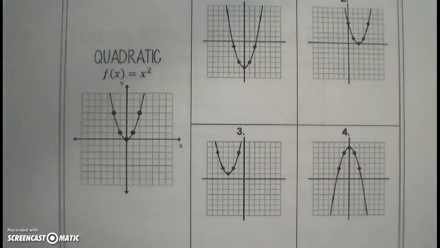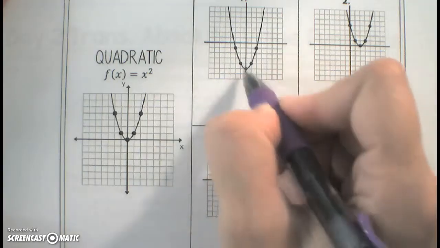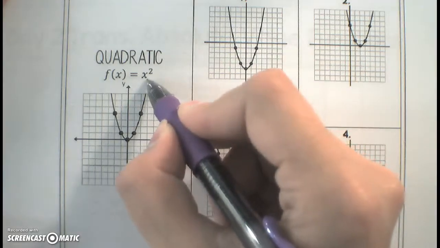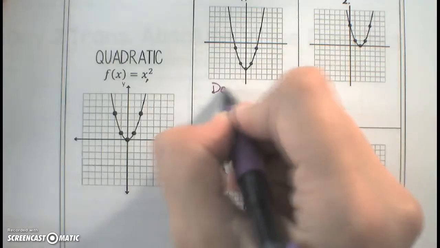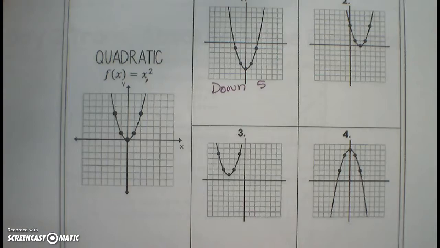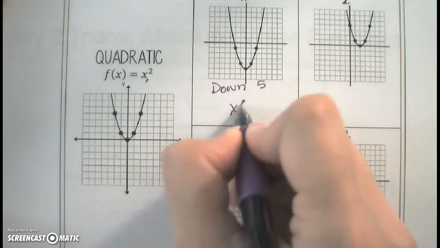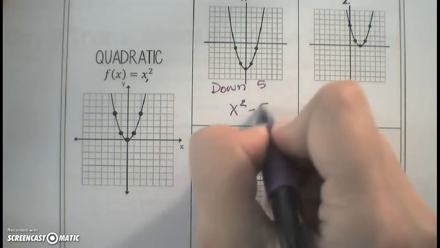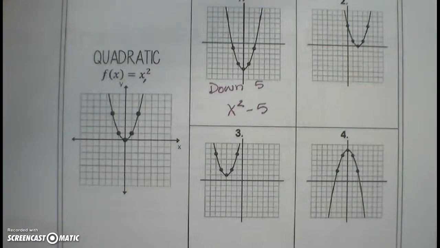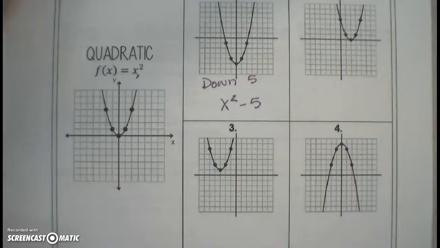All right, our last two sections. What we're going to do is determine what happened, and then we're going to apply that to our parent function. So it looks like we moved down 5. So we're going to take our x squared, and how would we move it down? Well, vertical movement's on the outside, and down would be a minus 5 behind it. And you can look back to those previous charts to help you.